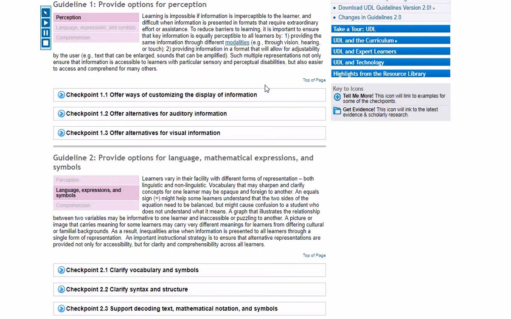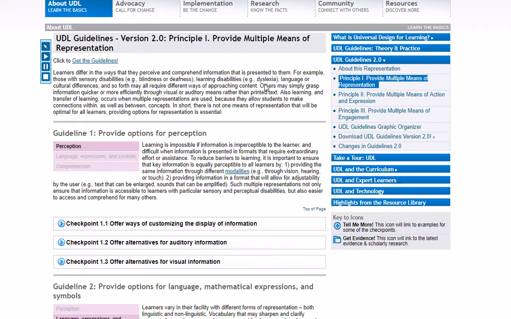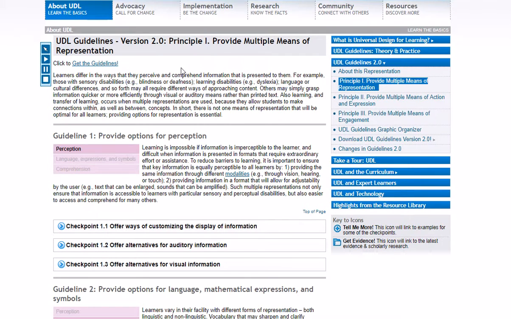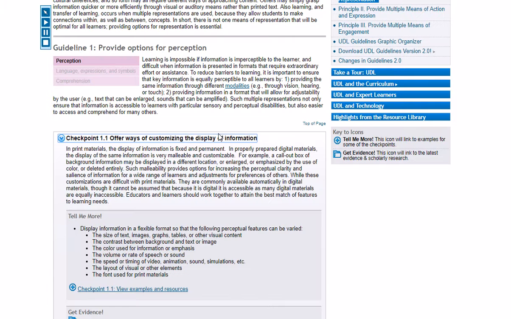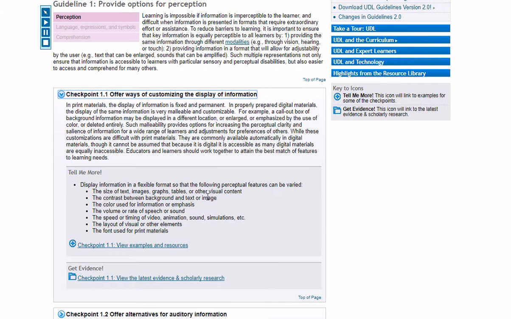Now these guidelines are broken down into additional points. So for each principle, like looking at representation, and looking at perception, we need to offer ways of customizing the display of information. That's the size of the text, the contrast between the background, the color used for information emphasis. A lot of this goes to providing the information in a format that is not set and fixed, where the user has control over font size and the colors used, without having to take information out and run some additional conversions themselves.